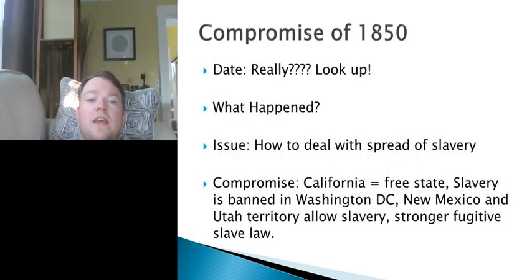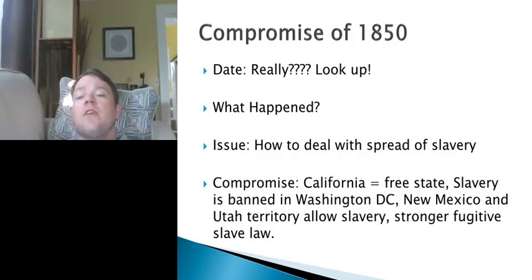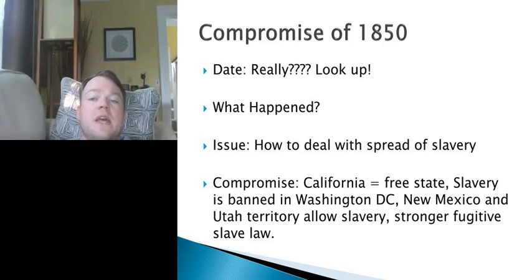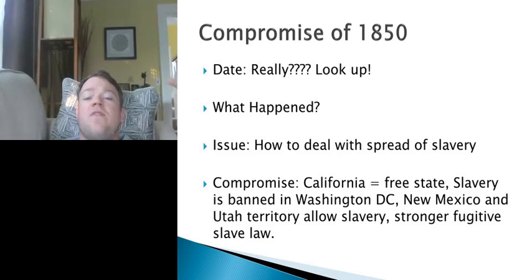Compromise of 1850. The date should be pretty self-explanatory. I mean, look up, maybe Compromise of 1850. I'll say that again, just for some folks that might be a little slow to the draw. So we get about 30 years, and basically the same issue comes up. And this compromise kind of shows that things are not going well. The issue is how to deal again with the spread of slavery. In 1820, Missouri wants to come in as a slave state. In 1850, California wants to come in as a free state. This is going to upset that balance of power again.